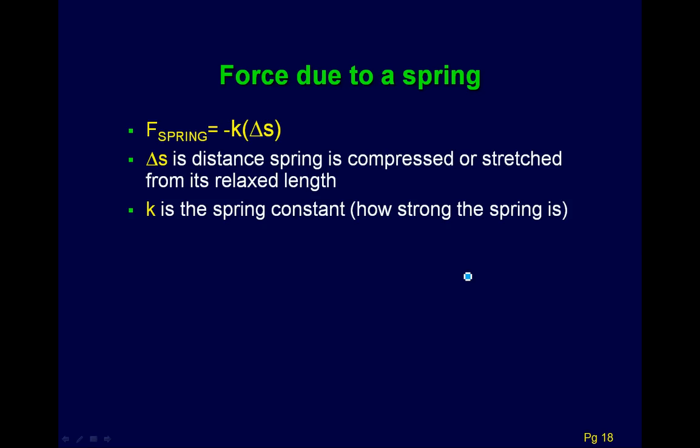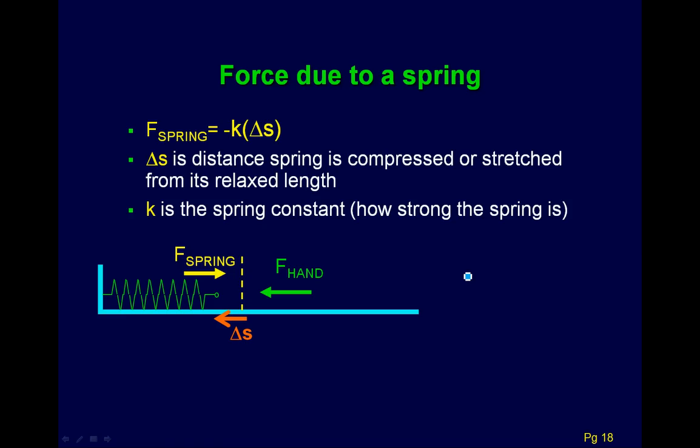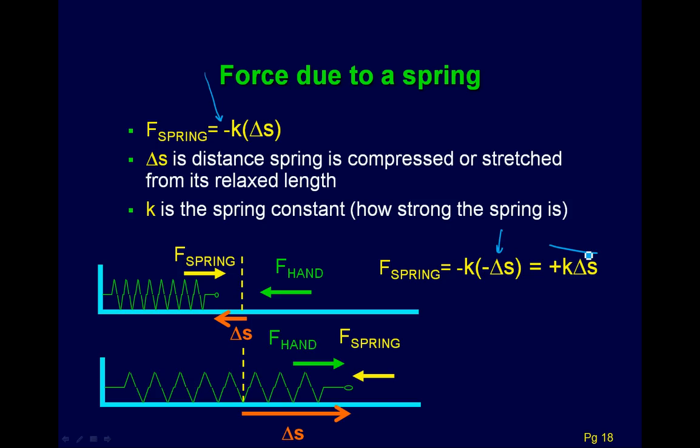And k just tells you how strong the spring is. If you look here, this negative sign has to be there because it gives you the sense that the spring counters whatever you do to it. In this case, if I push the spring backwards, that's a negative delta S, and I get a positive spring force, which is what we expect. And if my hand pulls it to the right, that's a positive delta S, and I get a negative spring force, just like we would expect.